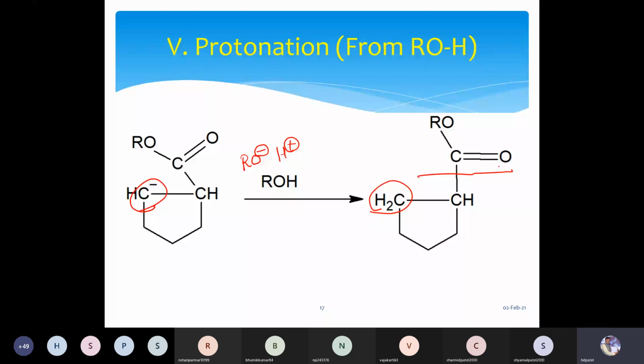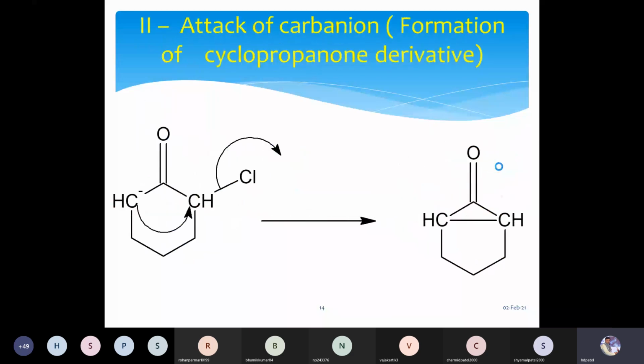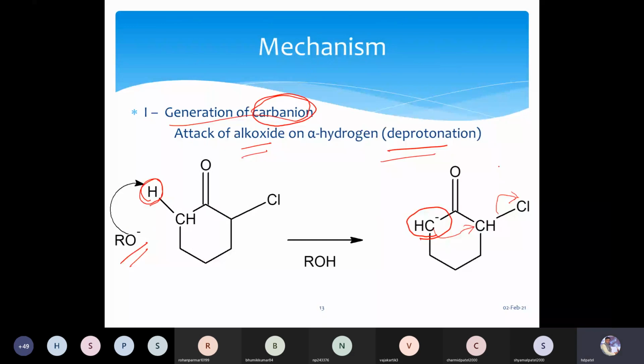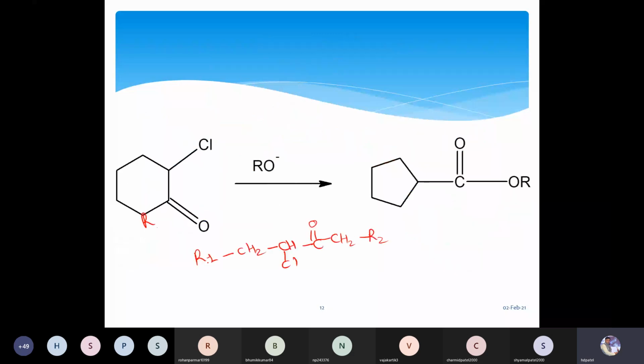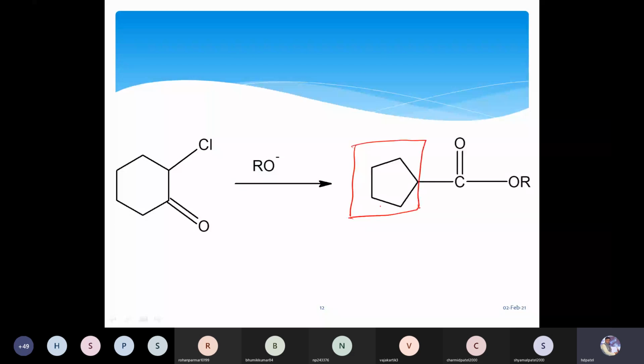But in this reaction, we initiated the reaction with a 6-member cyclic ring. But at the end of the reaction, what do we have? We have a 5-member ring. So this is called ring contraction. Initially the ring was a 6-membered carbon ring, but after completion of the reaction, we have a 5-member ring. So it is known as a ring contraction reaction also.